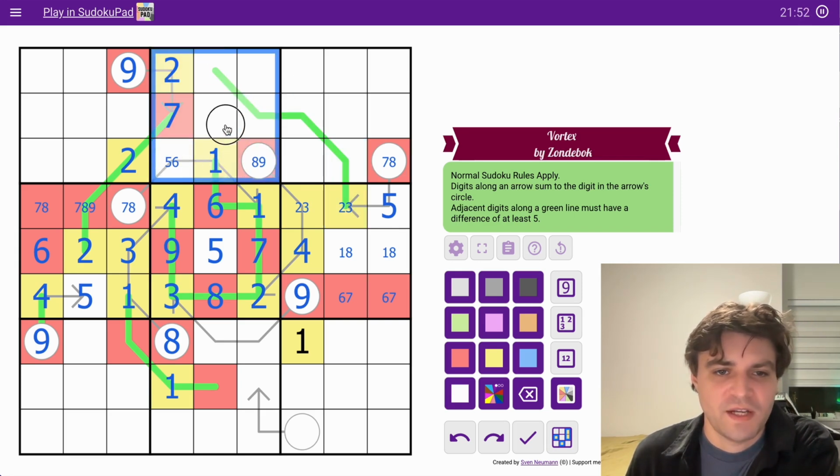We're really running out of spots for 5s to go in this region. 5 can't go here, it can't go on the green line. That means either a 5 goes here and we're going to get 7, or a 5 is going to go here. That would make this a 6 and we're going to get 8.